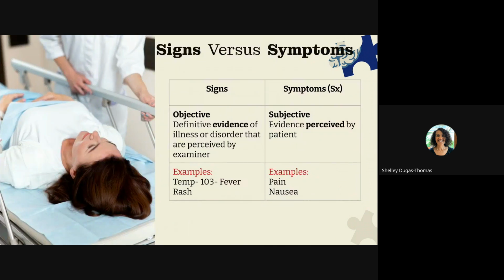Remember this rule: signs are objective, symptoms are subjective. A sign is something I can see, feel, hear, or measure. If the thermometer says 103, that is an objective sign. A symptom, SX, is what the patient tells you they're feeling. I cannot physically see nausea or touch pain. I have to rely on the patient's report.